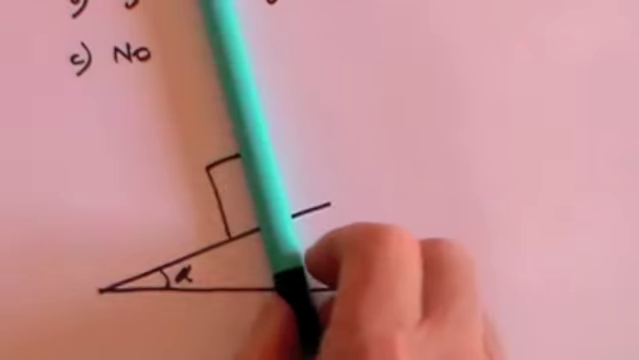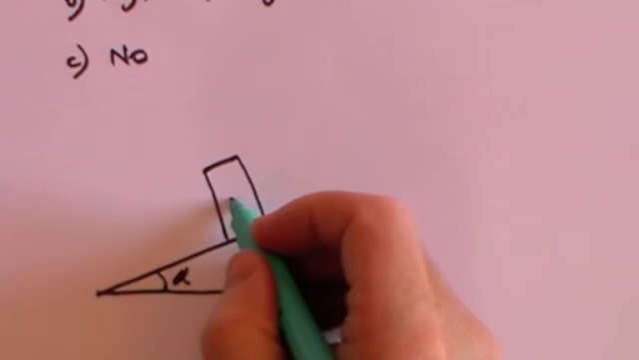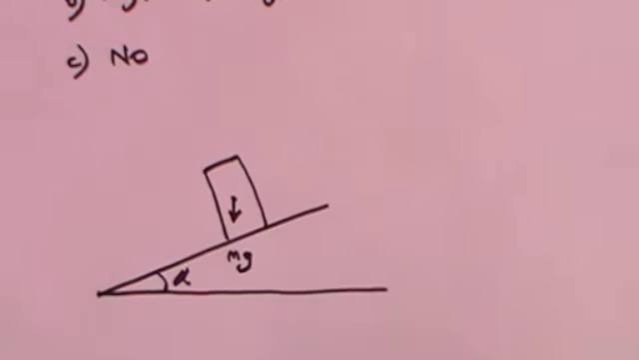In other words, does the block, which is sitting here, fall over as alpha increases? How can I work out what happens first? Well, once again, we'll assume that the block has a mass m, so the force acting down will be mg.